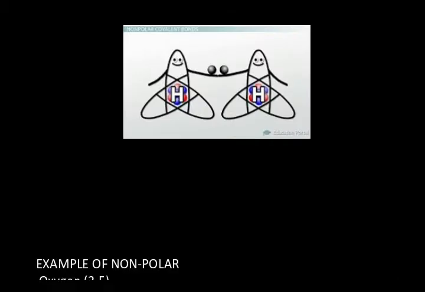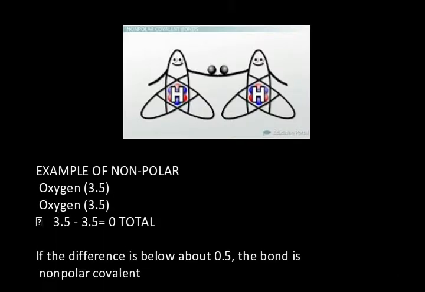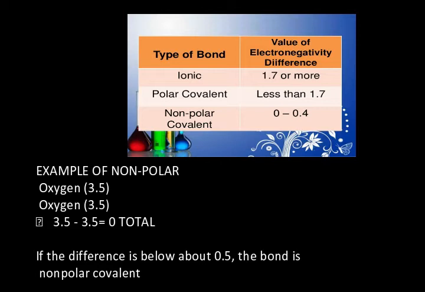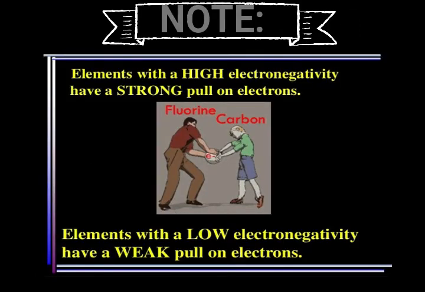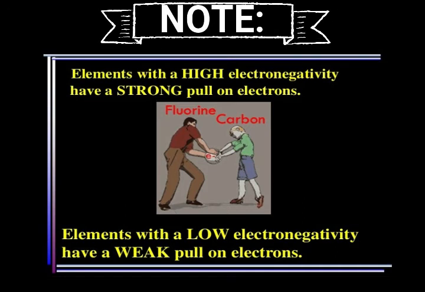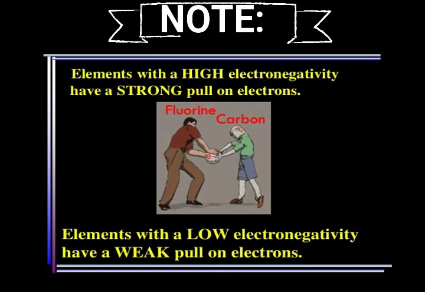So let's have now an example of a non-polar bond. We have oxygen 1 and oxygen 2. Each has an electronegativity of 3.5. So if one is subtracted from the other, it turns out to be 0. So let's go back to the table and it's said to be non-polar. Very easy, right? Always remember, class, that elements with a high electronegativity have a strong pull on electrons, while elements with a low electronegativity have a weak pull on electrons.